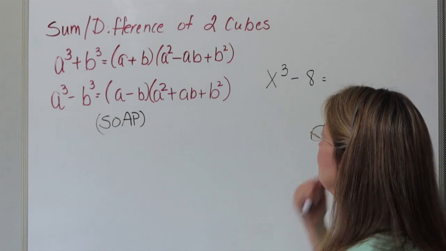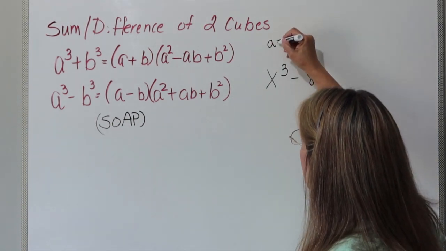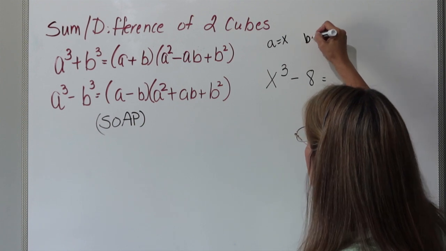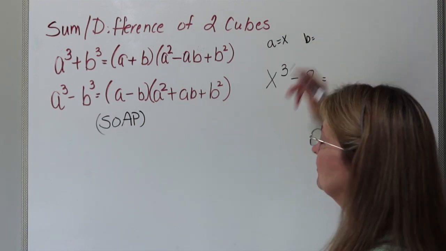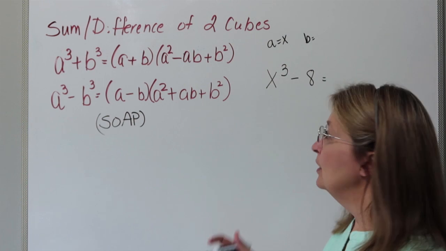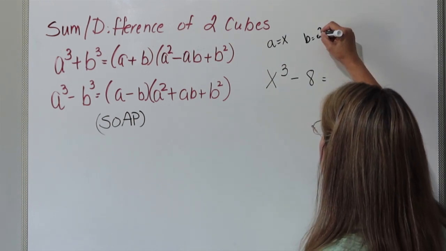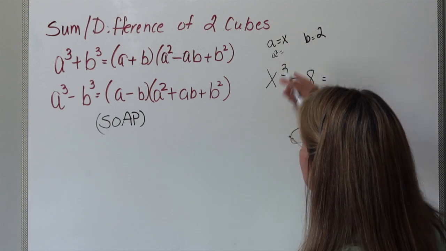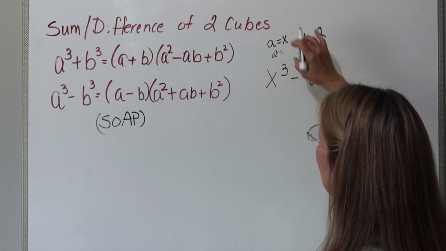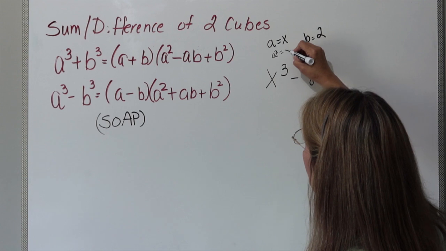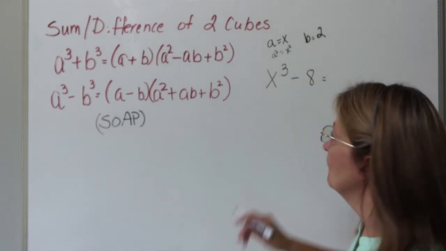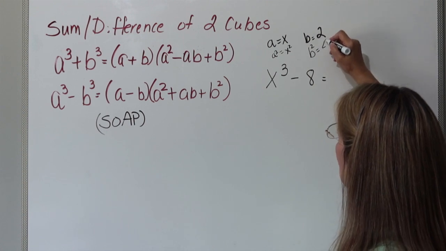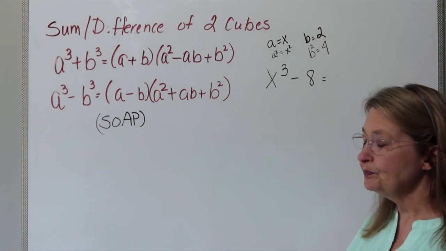It's x. So we could make ourselves a little note up here that from now on, A is going to be x. And what is the root of 8? Well, it's 2 to the third power. So the root of it is 2. Now just to make it even easier, what is A squared? Well, if A is equal to x, A squared is x squared. All right, what is my B squared going to be? Well, it's going to be 2 squared, which is 4.